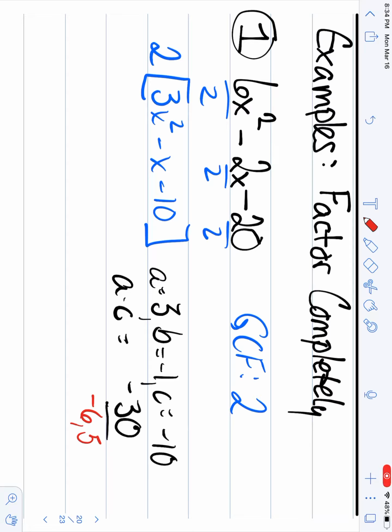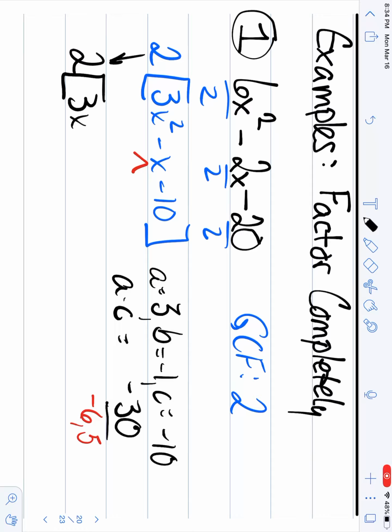I'm going to do the same work and split up the middle term. Here's the thing: whenever you have a GCF, you have to keep it in your work. All the factors in your final answer must multiply together to the original expression. So make sure you keep this 2, that's our GCF, in your steps. Don't lose it, because if your final answer does not multiply back to the original expression, you'll lose some points on your assessment. So keep that in mind.